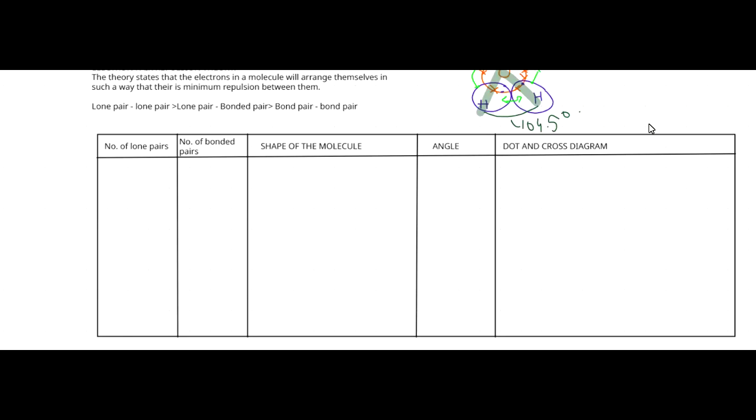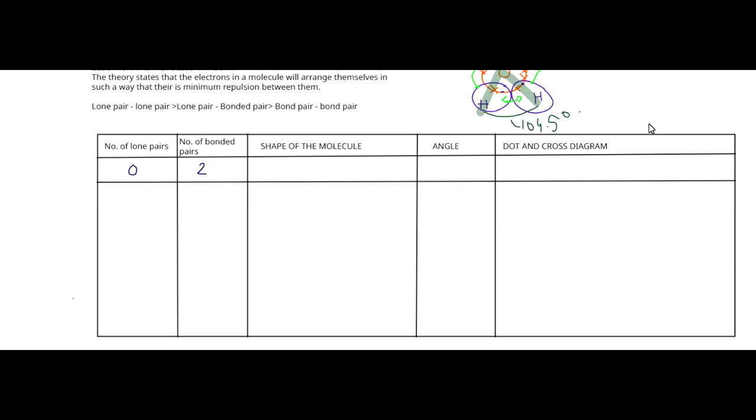All right. Okay, so let's say that we have a molecule that has two bonded pairs of electrons and the lone pairs of electrons are zero. So we have a molecule that has no lone pair of electrons whatsoever, but it has two bonded pairs of electrons, right? An example of this that I can give you is carbon dioxide. In carbon dioxide, we have something like this.